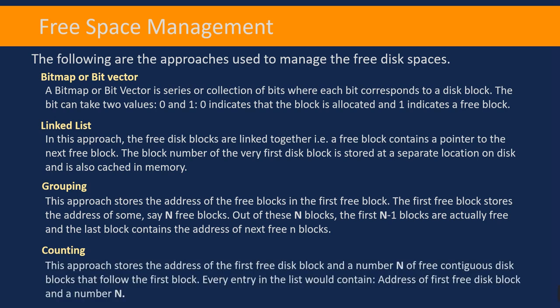Next, counting. This approach stores the address of the first free disk block and a number n of free contiguous disk blocks that follow the first block. Every entry in the list would contain the address of the first free disk block and a number n.